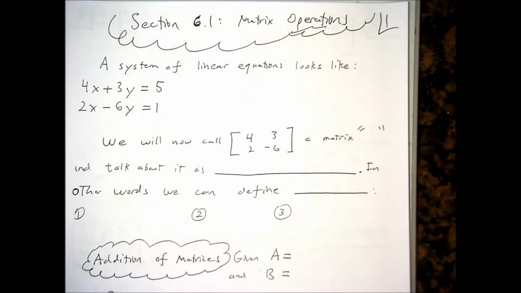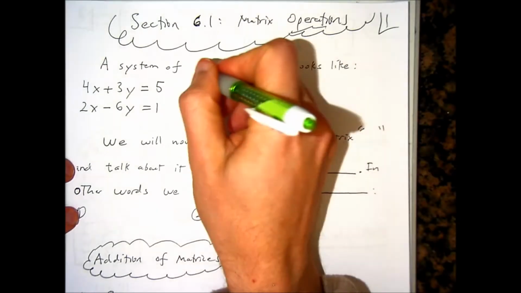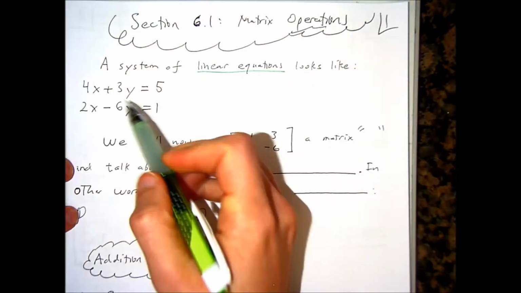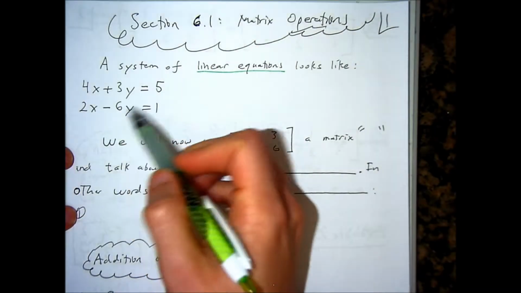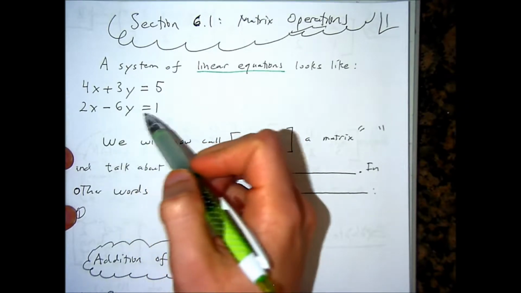And matrices, we're working our way into them by studying systems of equations. So a system of linear equations looks like this: 4x plus 3y equals 5, 2x minus 3y equals 1.